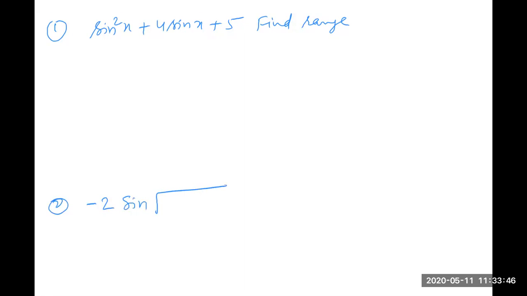Find maximum and minimum value of sin square x plus 4 sin x plus 5. Find the range. Question number 2: minus 2 sine of under root of x square plus x plus 1.